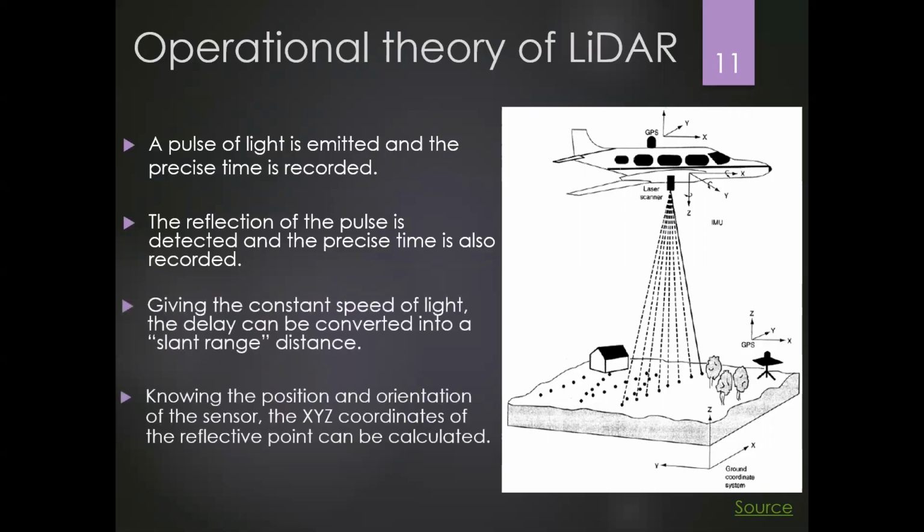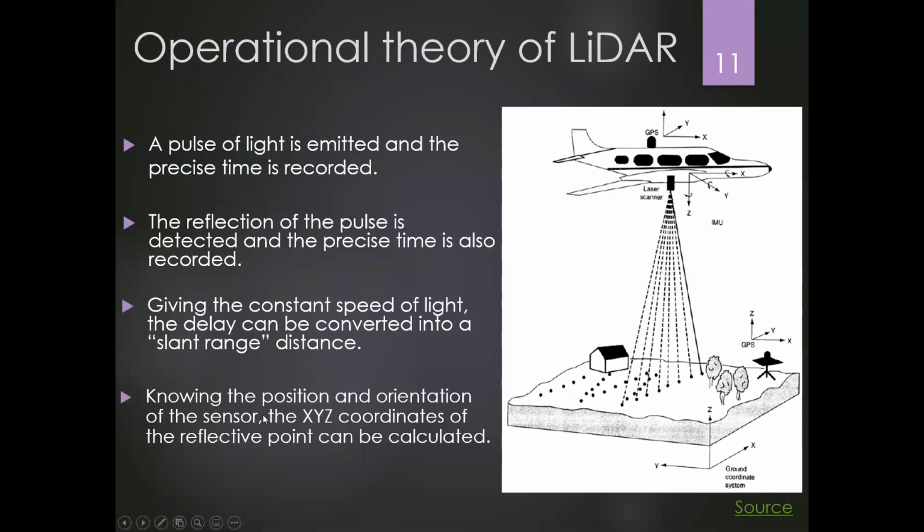And given the constant speed of light, the delay or the difference between shooting time and receiving time can be converted into a slant range distance, okay? The longer the delay time, the longer the distance the signal travels, right? Based on this relationship, we can convert time to distance. Knowing the position and orientation of the sensor, the XYZ coordinates of the relative point can be calculated. Okay, this is for the positioning of the point on the object that reflected the energy.